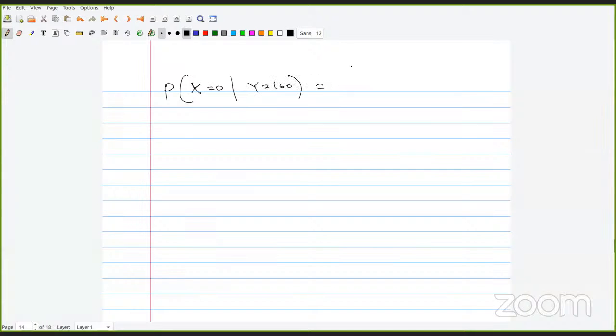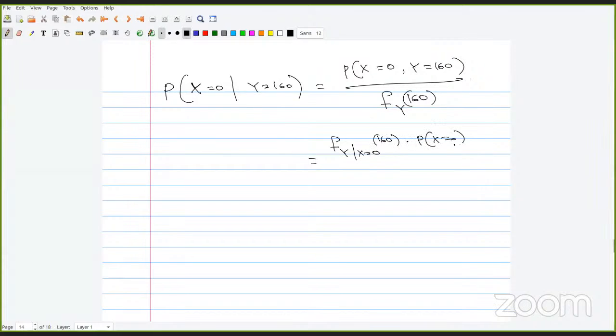This is actually a conditional probability. So this will be the probability that X equals 0, Y equals 160, divided by the probability that Y equals 160. Y is actually continuous here, so we write f_Y of 160. This thing you can actually write as f_Y given X equals 0 of 160, into the probability that X equals 0. Can I write it like this?